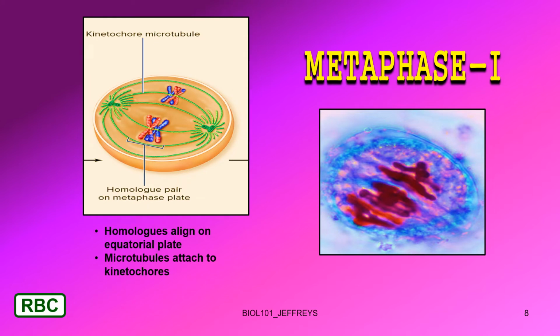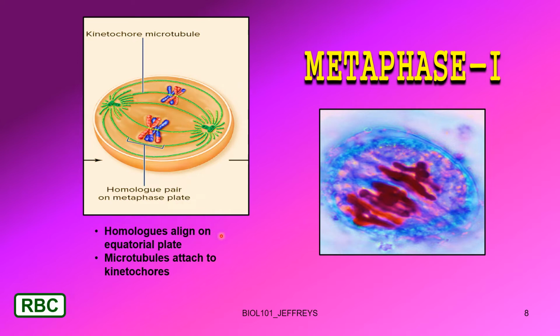In metaphase 1, so what do you know about metaphase in mitosis? The chromosomes line up on the metaphase plate. They line up on the equator of the cell. Metaphase, that's what's going on here. The chromosomes, whole chromosomes, line up on the metaphase plate. We see it going on here, and we see it in the illustration here.